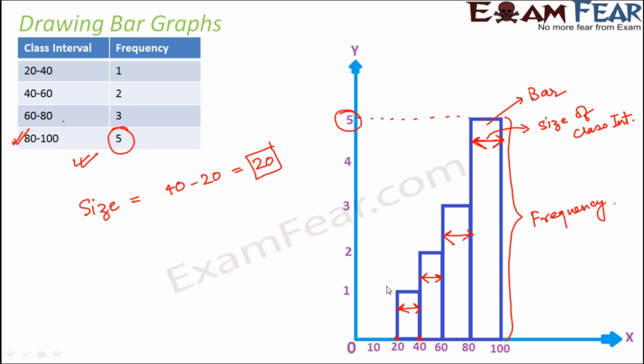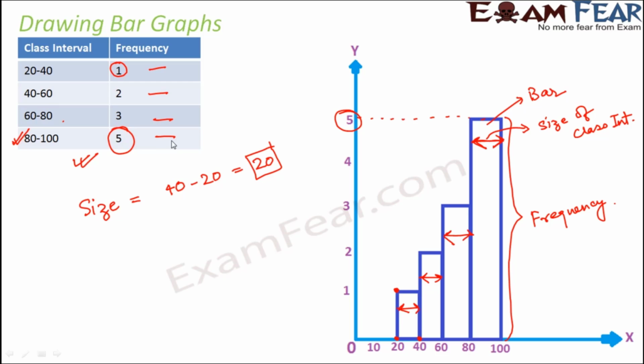And then how much would be the height? The height is determined by the frequency. So the height is at 1. So basically you draw these lines and then you draw a bar, because a bar is nothing but a rectangle. So the length and breadth of the rectangle are determined by the size of the class interval and the frequency respectively. Once you know the height of the bar and the width of the bar, it is very easy to draw a bar, and you draw one bar for each class interval. So this is how you end up having a bar graph.